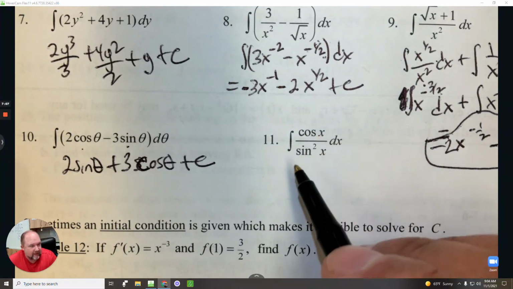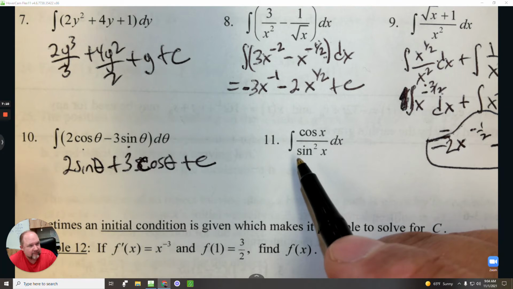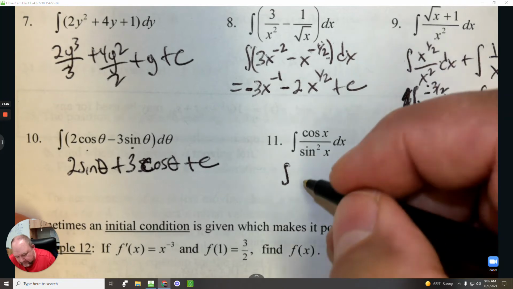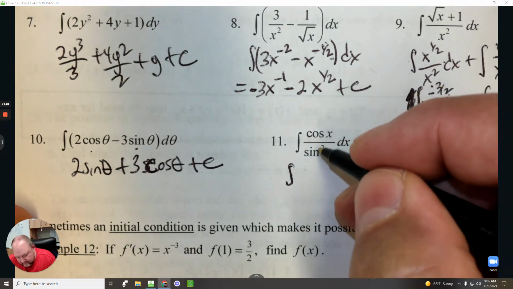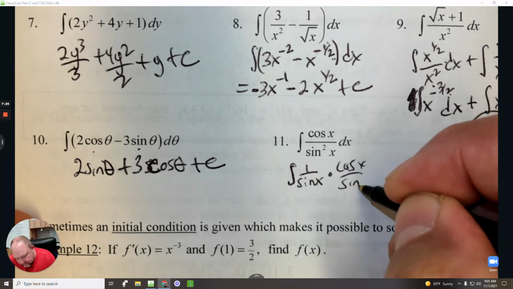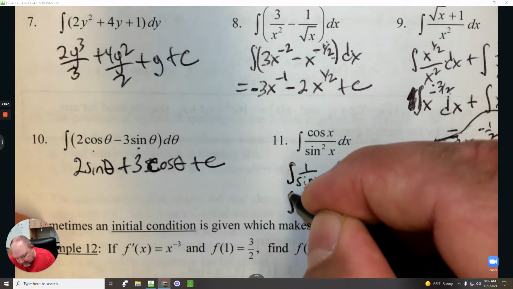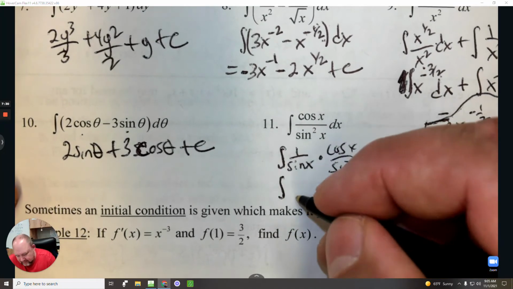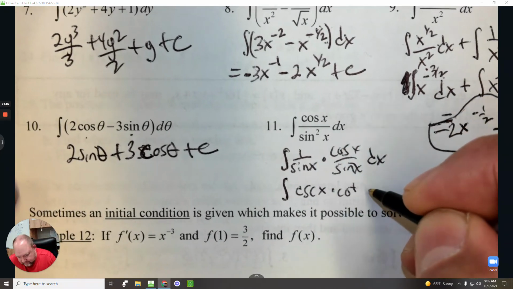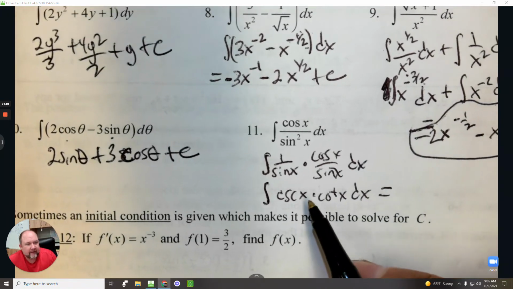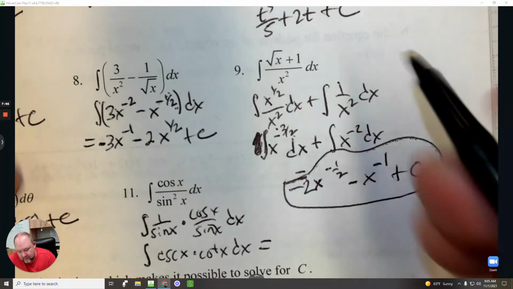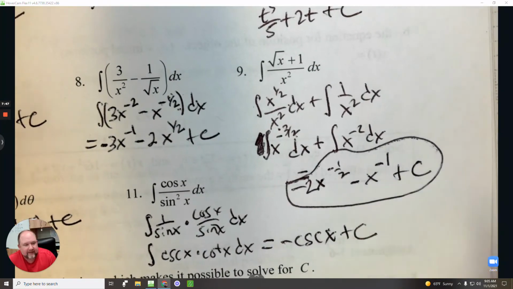Here for number 11, we're going to separate this. Sometimes you got to know your trig identities a little bit better. So I can write this as 1 over sine times cosine over sine. Comes with a little more practice. 1 over sine, the reciprocal of sine is cosecant. Cosine over sine is cotangent. And then together, this is one of the derivative rules, right? Right here. Cosecant, cotangent. It says negative cosecant plus candy.